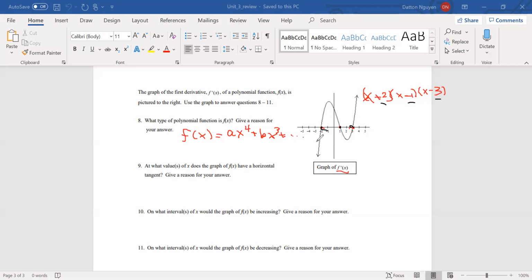And what are my reasons? I look at where it crosses the x-axis to find out exactly what type of function f prime of x is, to give me what f would be. Any questions on that?